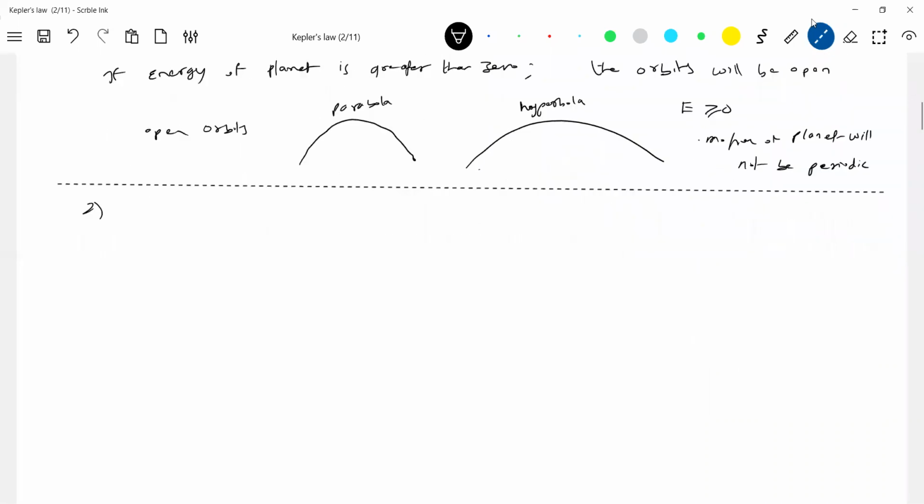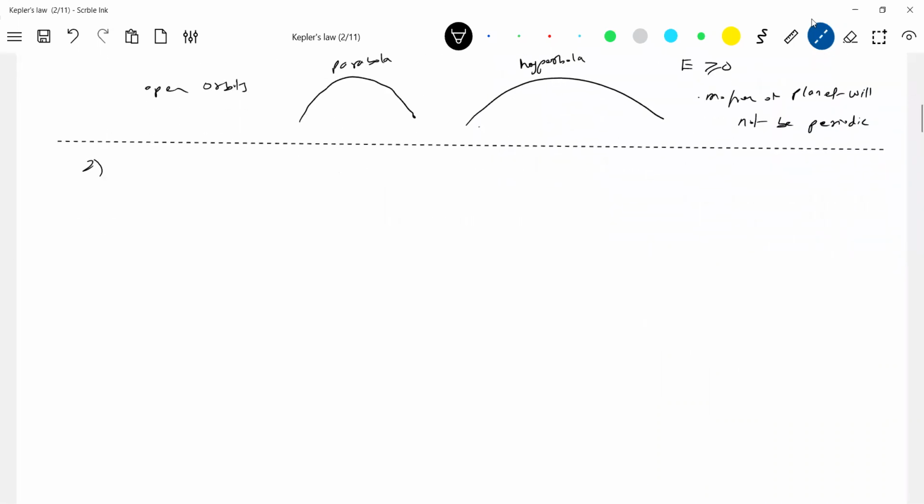Okay, let's go for the second law. The second law says that the areal velocity of a planet remains constant, or the line joining the planet and sun will sweep equal area in equal intervals of time. The basic law, right?